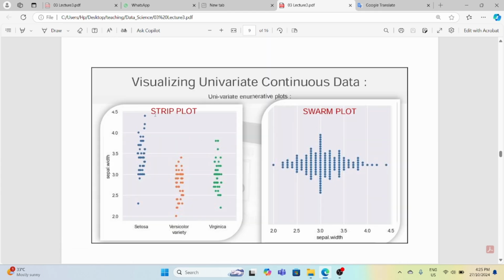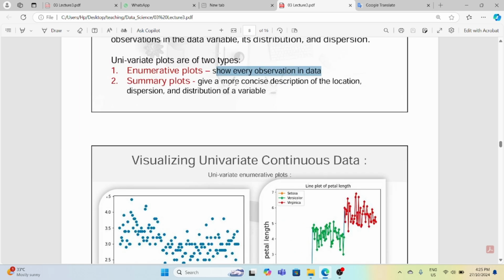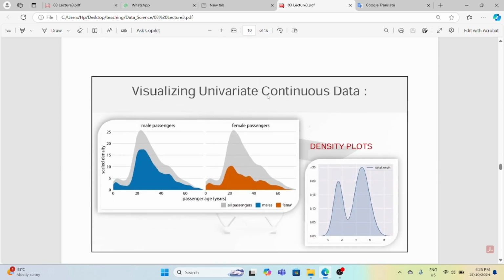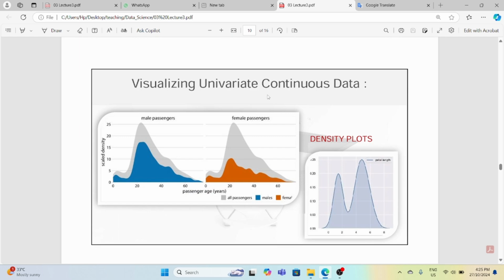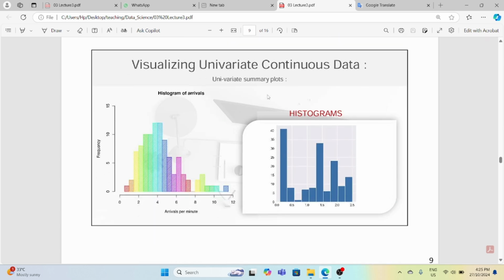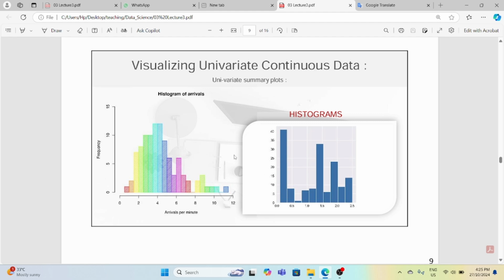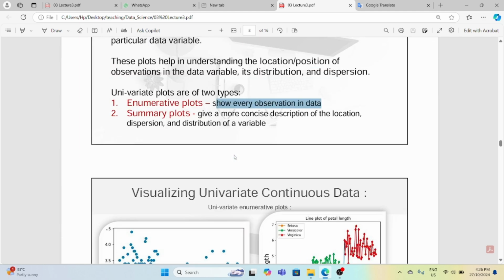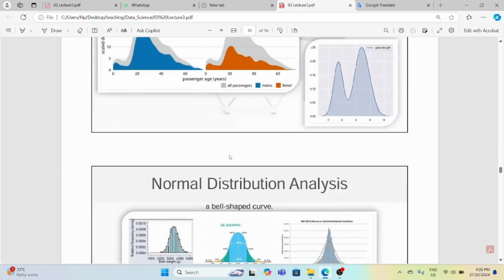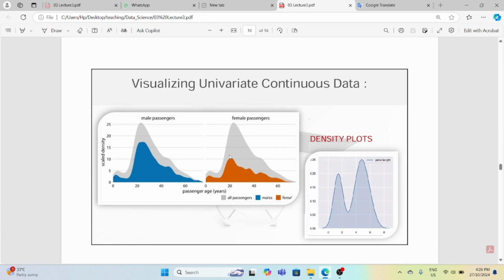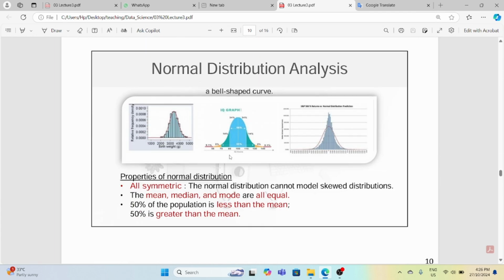So another example is a strip plot and a swarm plot. So you can see all the detail, all the observations, showing every observation. Okay, these are the examples for summary plots, the histogram of arrivals, a histogram plot that shows the description of the location, dispersion. Okay, and some other examples you can see on page 10.